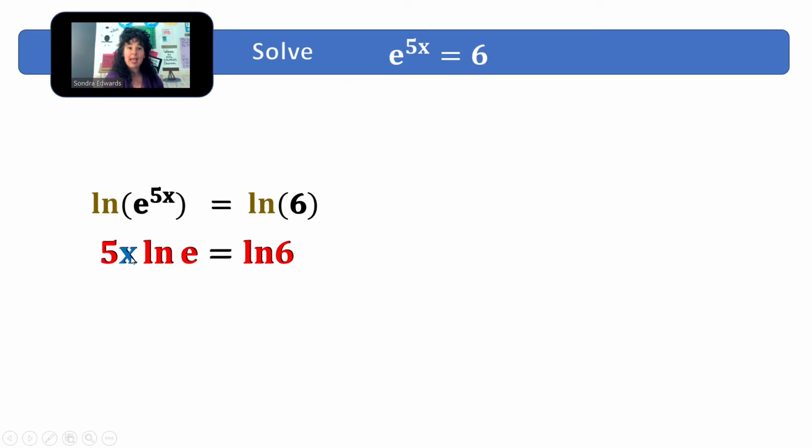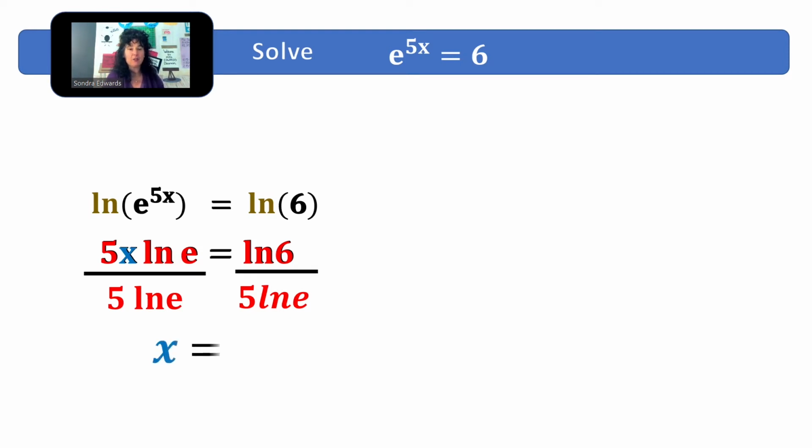If we want to get x by itself, we want to get rid of multiply by 5, and we also want to get rid of multiply by the natural log of e. Since they are the same step on PEMDAS, we can get rid of them at the same time. So I'm going to divide both sides by both 5 and the natural log of e. When I do that, x is by itself, and then the natural log of 6 divided by 5 natural log of e is approximately 0.3583519.